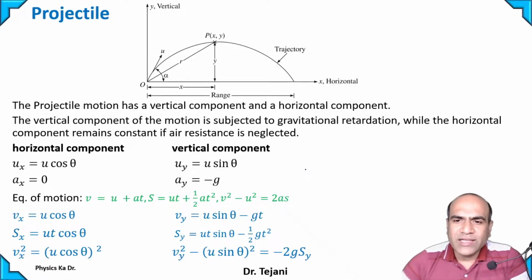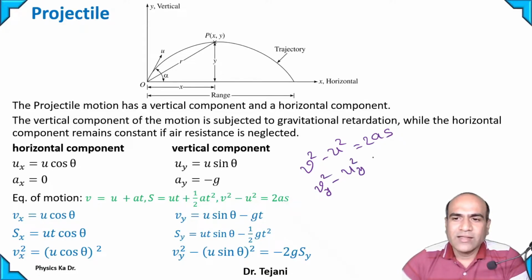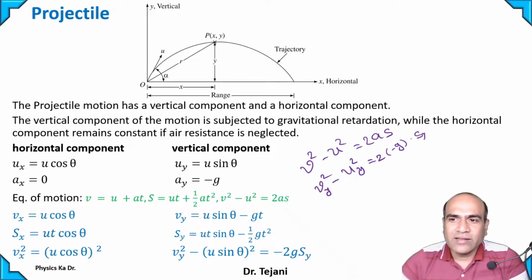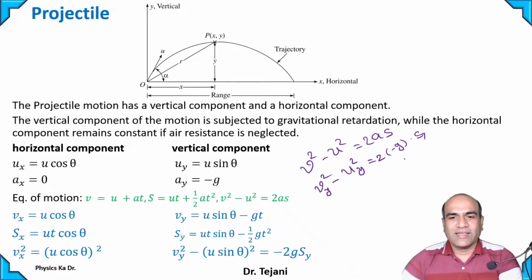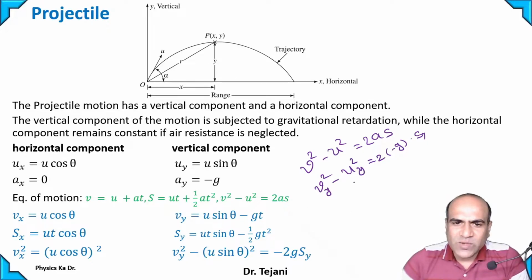And what about the y equation? Let's take again v squared minus u squared is equal to 2as. So for the horizontal component we already did. Now vy squared minus uy squared is equal to 2 times the acceleration along the y direction, so it is negative g, minus g, and the movement is sy. So we have the same equation, sy, and we already have sy is equal to u sin theta, we can put.